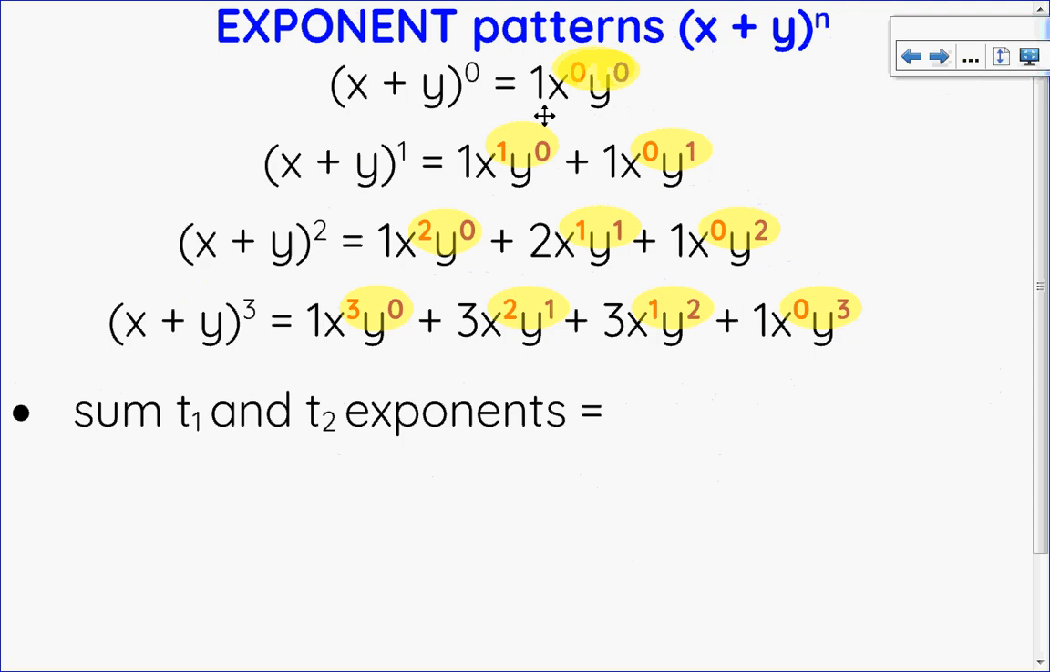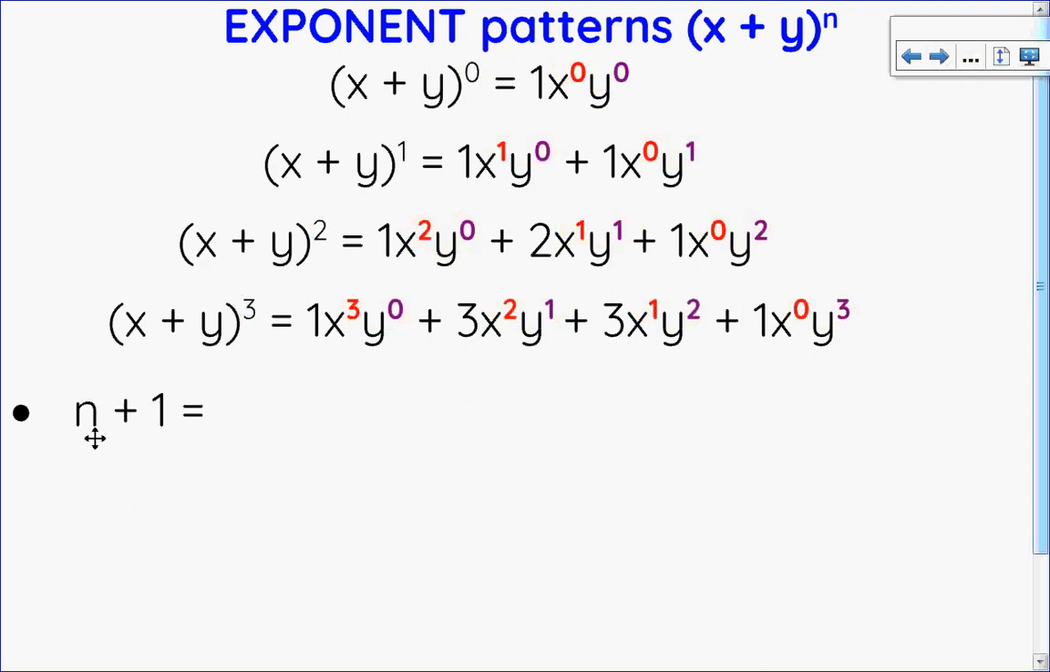Well, there's a couple more patterns with exponents that I want to look at. First thing I want to look at is what happens when I add my exponents. You can see all the highlighted, I add my exponents. So 0 and 0 adds to 0. 1 and 0, or 0 and 1, adds to 1. 2 and 0, 1 and 1, 0 and 2 adds to 2. So even in this last one, the sum of the exponents of the first and the second term will always add to n. That's useful because when you're expanding, you can now have a little check for each one of the terms to make sure you have them in the right order.